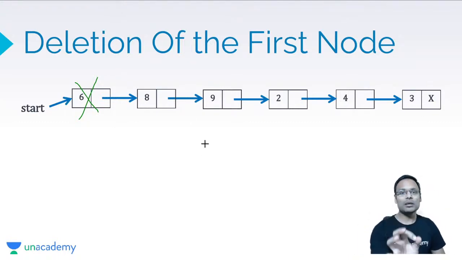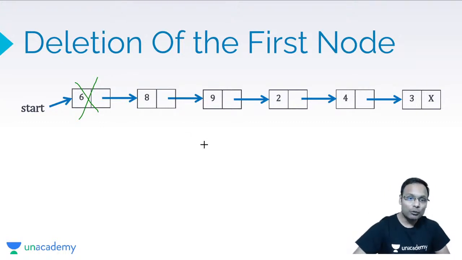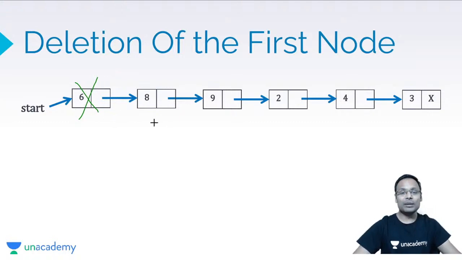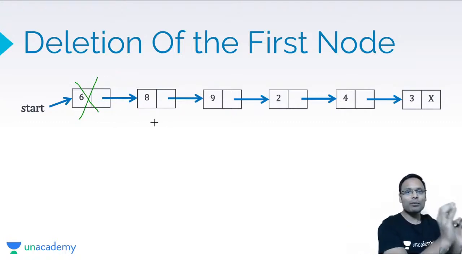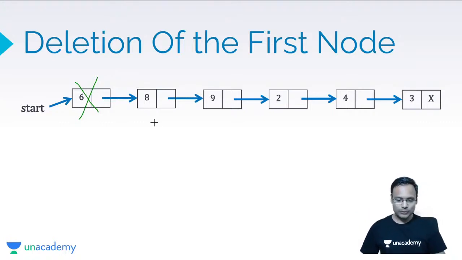I'll have to change some pointers. कुछ pointers change करने पड़ेंगे so that after removing this particular first node, I can say that okay, first node got eliminated and remaining linked list is starting from my list pointer. What should I do?